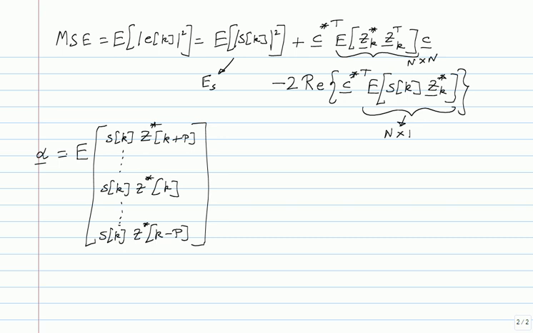Otherwise, of course, the k will show up in alpha also. Since the jointly wide sense stationary assumption has been made, I can drop the k. Maybe at this point I don't even know how to evaluate it, but it's in terms of the cross correlation of S and Z. Using the cross correlation of S and Z, one might be able to evaluate it. But remember, it's independent of K.